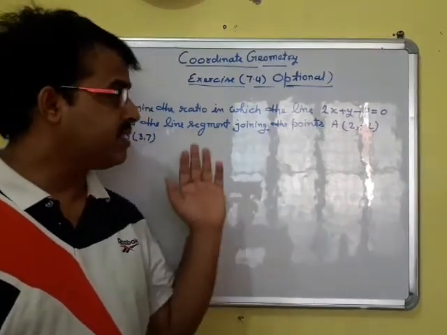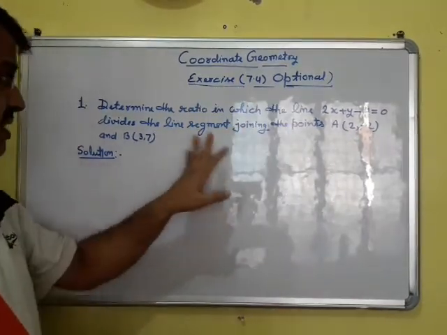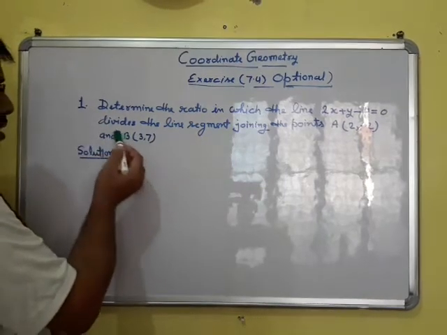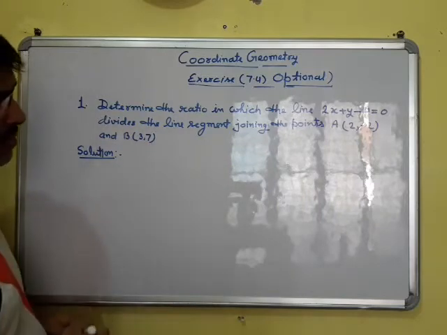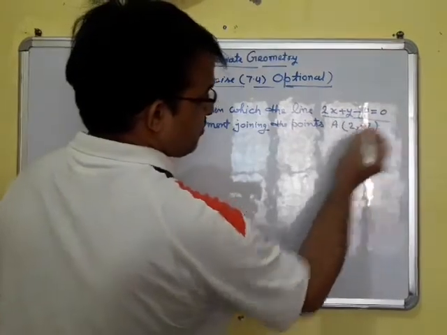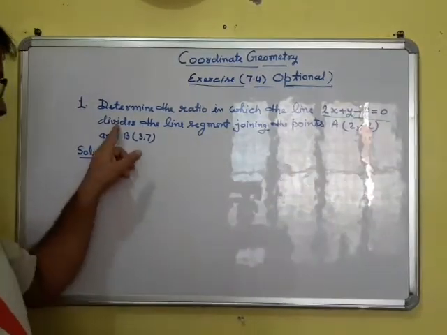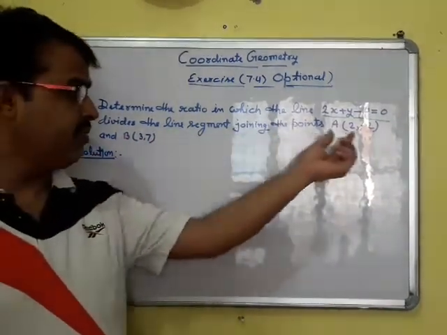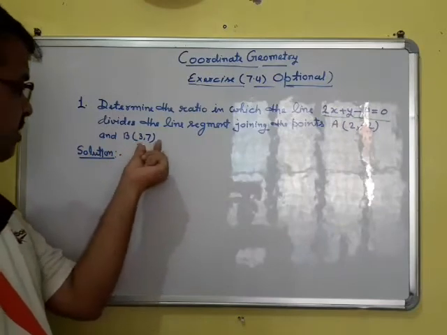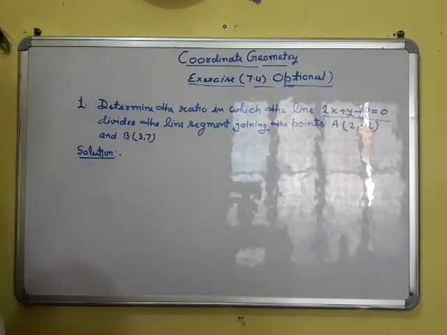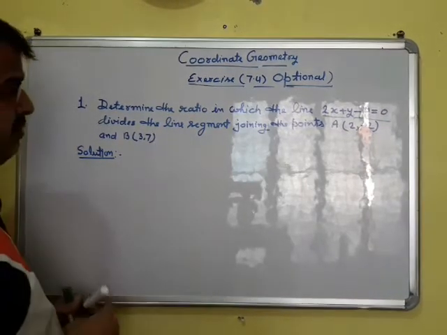Now we discuss here the first question of exercise 7.4, the optional exercise. So here is the first question: determine the ratio in which the line 2x plus y minus 4 is equal to 0 divides the line segment joining the points A and B. Their coordinates are also given: A is (2, -2) and B is (3, 7). Clear?